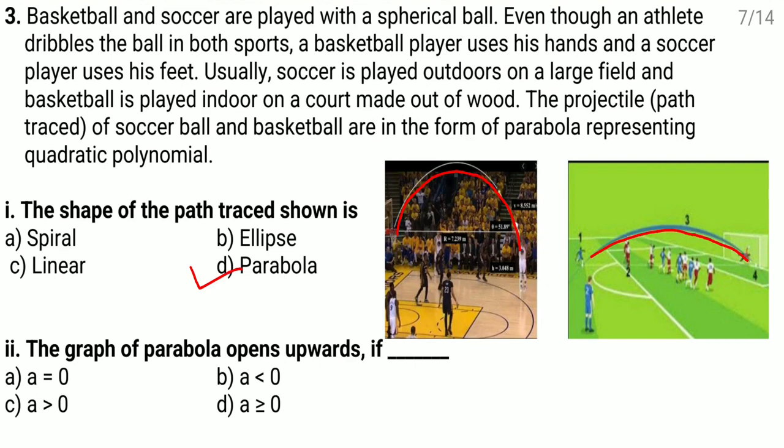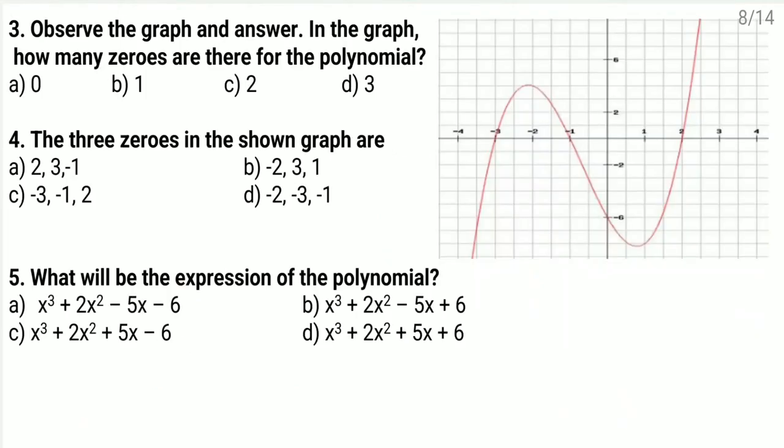The graph of parabola opens upward. That means if parabola is opening in an upward direction, so always our a will be greater than 0. A means coefficient of x square. So here option C is the correct one. Come to the next question.